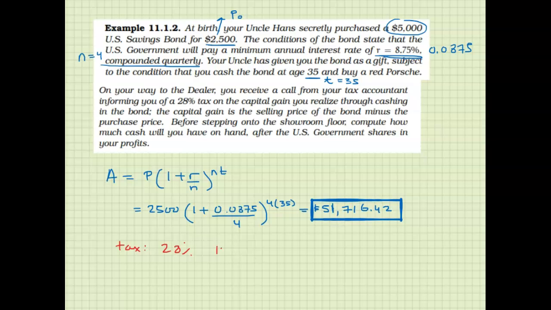Alternatively, it means that you get to keep 72% of this amount. The government gets 28%, you get to keep 72%. So if you do 0.72 times $51,716.42, this is the amount that you get to keep to buy that Porsche. So this is going to be $37,235.82. Still not a bad amount to buy a car. Maybe not a Porsche. I'm not sure how much Porsches are. There you go. That's it for this problem.